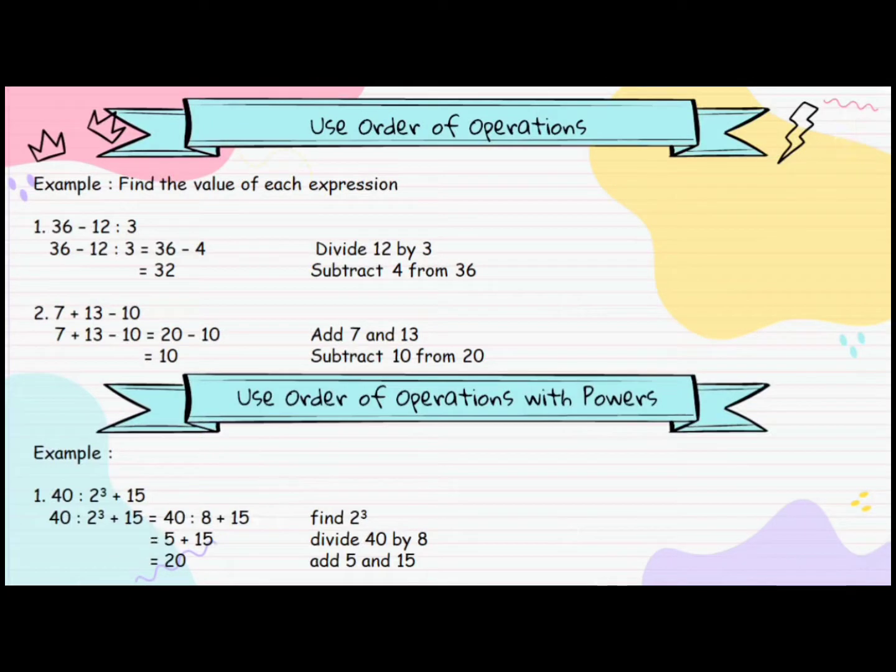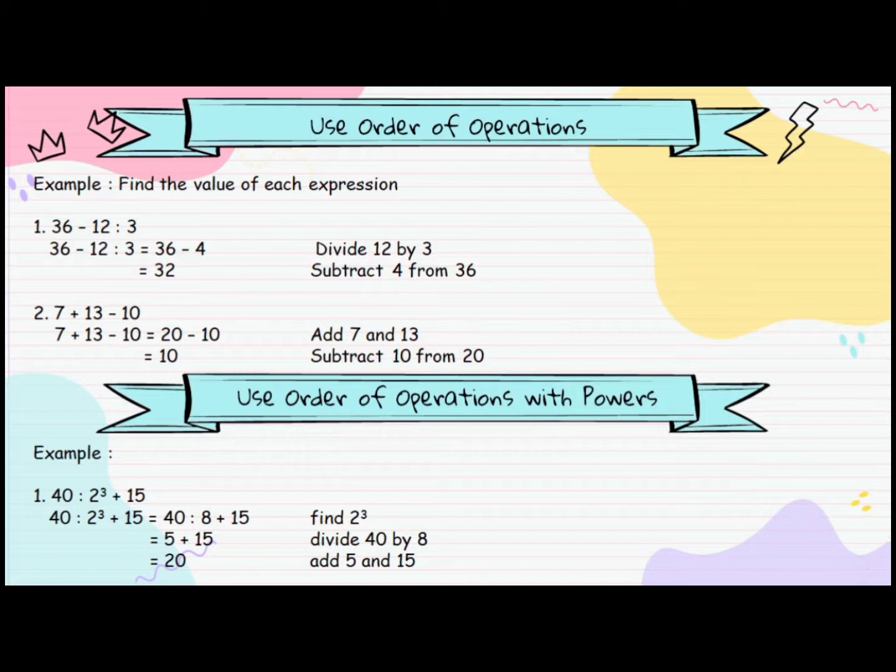Use order of operations. For example, find the value of each expression. 36 minus 12 divided by 3. The answer is divide 12 by 3 and then subtract 4 from 36. And so the value of the expression 36 minus 12 divided by 3 is 32. The same goes for the second problem.